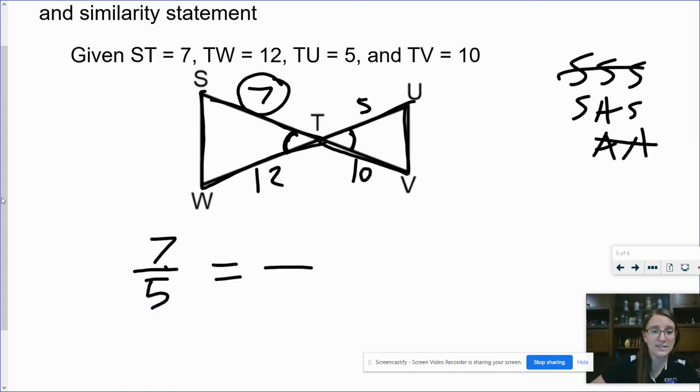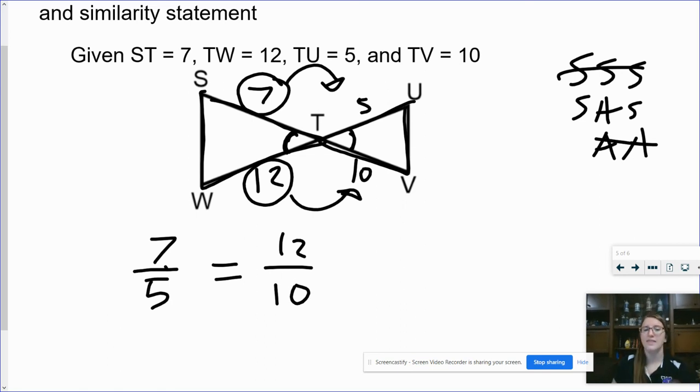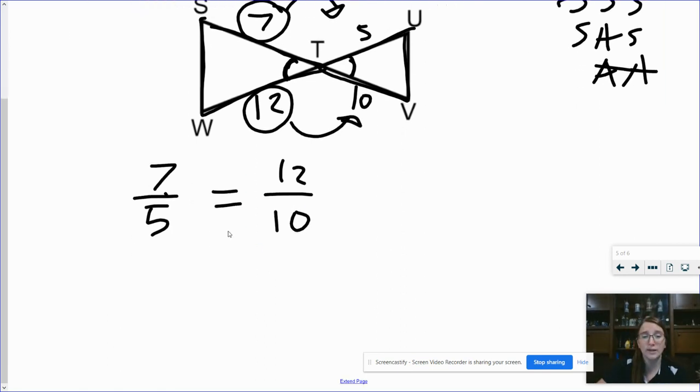So over here then, same thing. 7 to 5 is my fraction. The other one needs to be 12 to 10. That's because the smalls go together, the bigs go together. So what we need to determine now is, do these actually come out to be the same thing? Is this actually a true statement? So take a moment, figure out what these are as decimals.